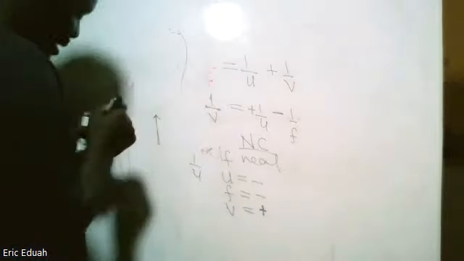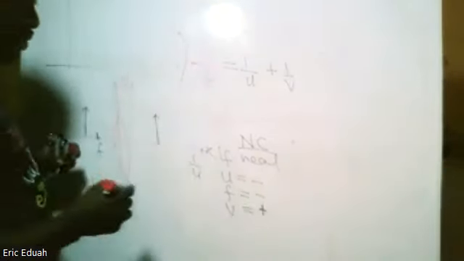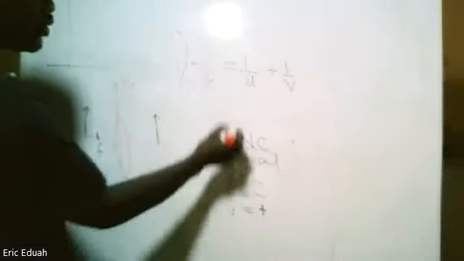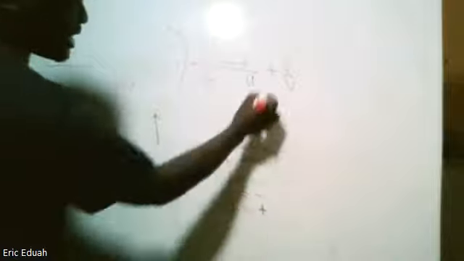After explaining this, let me still maintain this and then substitute the values in. F is negative, so this is minus. Then U is negative, this is minus. Then V is positive, still it stands.